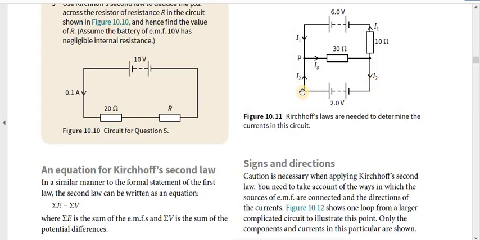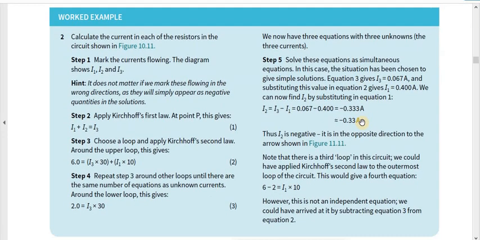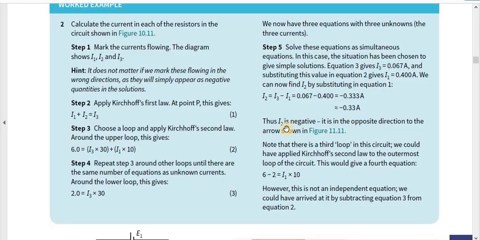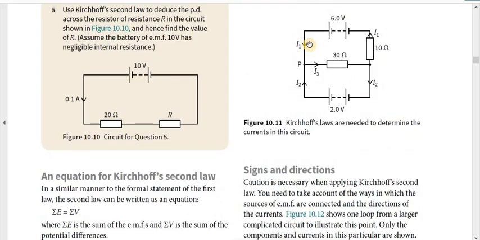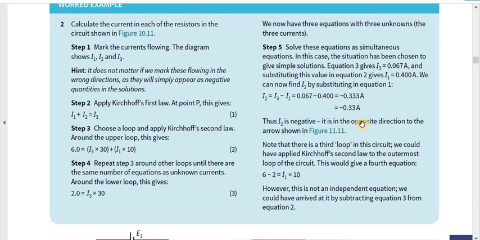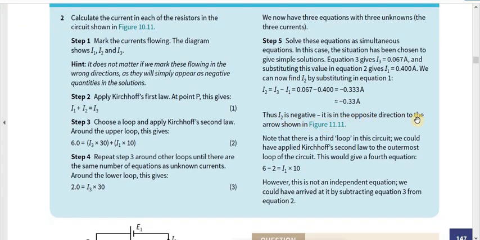That's why the direction of I2 is in the opposite direction to what they have shown here. They have shown that I2 is in the clockwise direction, but the correct direction is anti-clockwise. So the I2 here should be down, here it should be up. For I1 and I3 the values are positive, so the directions that were chosen for I1 and I3 are correct. Here it's down, here it's to the right. Thus I2 is negative, it is in the opposite direction to the arrow shown in figure 11.11.